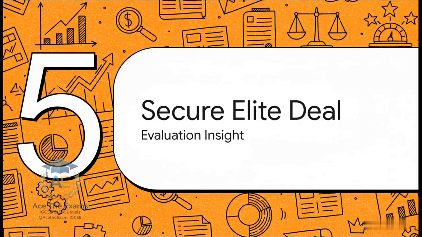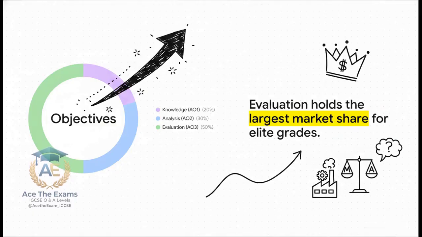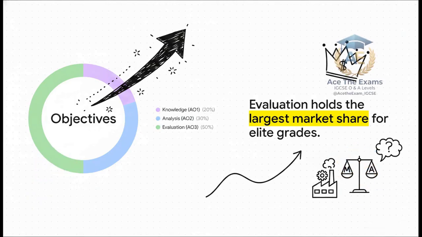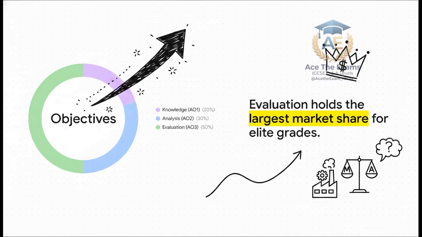Section 5. Securing the elite deal. Let's talk about elite evaluation insights. We have successfully decoded the due diligence scan, we understand the common pitfalls, and we've built our procedural framework. Now Alex, Sam, and you, our newest viewing associate, are ready to present the newly engineered, flawless response paragraph to the board. But to truly maximize the executive value meter and push it to that top A-star tier, we need to understand exactly what the Cambridge markers are prioritizing in the final grading matrix.